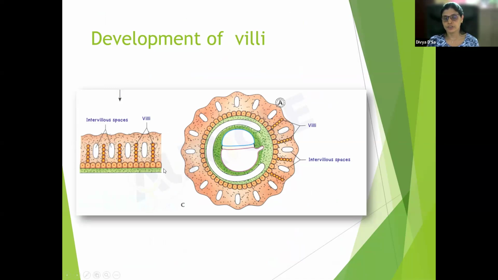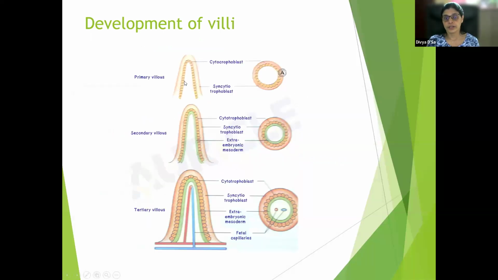In the exam, you can just show this diagram and explain, or you can also show this one. This is also right. So primary villus. The villi will project. Then what happens in the second stage? Along with this cytotrophoblast, a core of the extraembryonic mesoderm will also project. So this we call the secondary villi or secondary villus. Villus is singular, villi is the plural form.